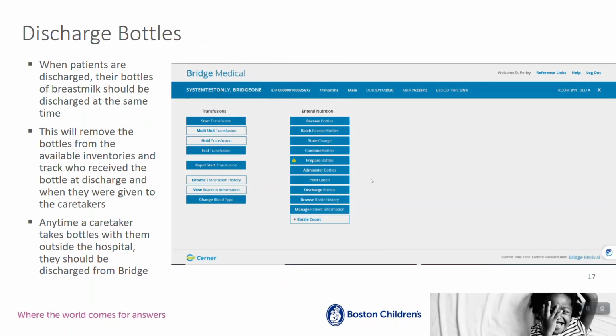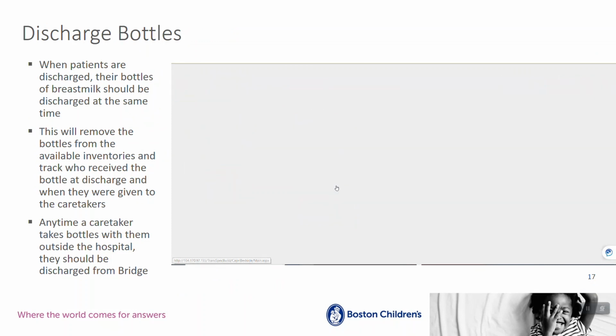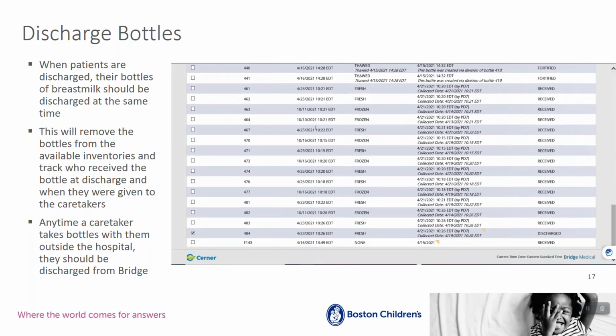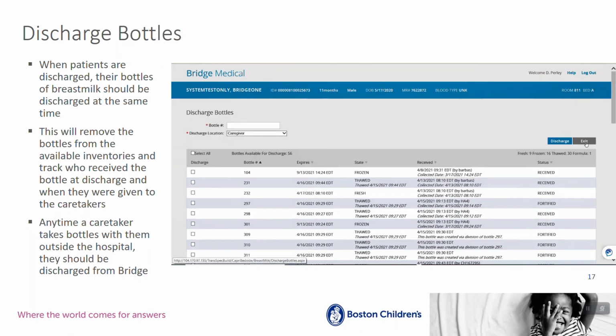To discharge bottles, we want to do this when patients are going home for discharge or taking bottles home to store there. First, you want to click your discharge location. We will choose caregiver because the caregiver will take this bottle home for storage there. Scan the bottle you're discharging to this patient's caregiver. If you scroll down to find this bottle, you will see it has been selected and it is discharged from the system. You can do multiple bottles at a time.